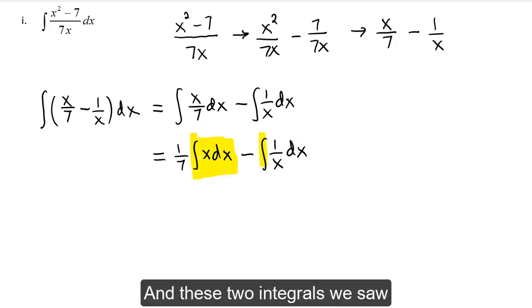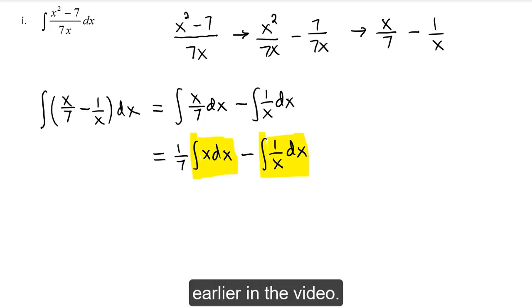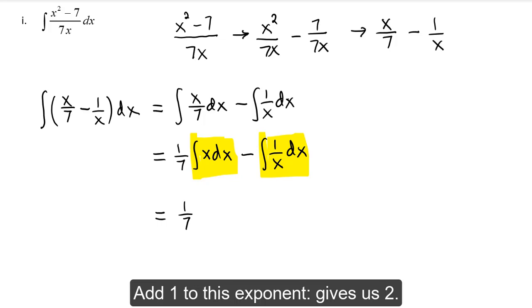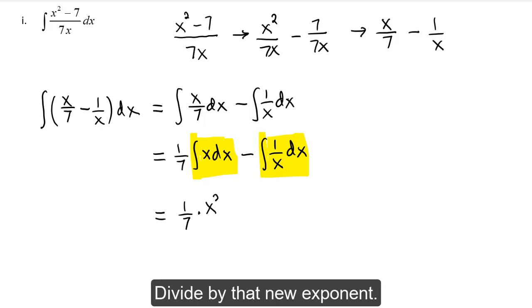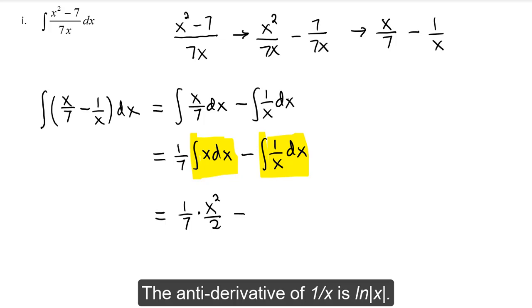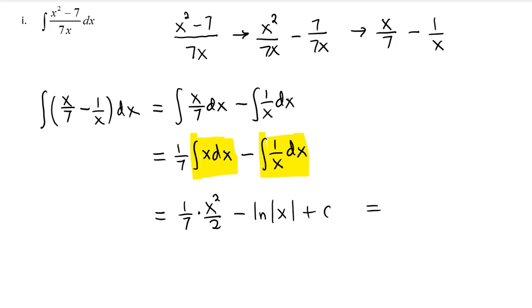And these 2 integrals we saw earlier in the video. Add 1 to this exponent gives us 2. Divide by that new exponent. The antiderivative of 1 over x is a natural log of the absolute value of x. So here is our answer.